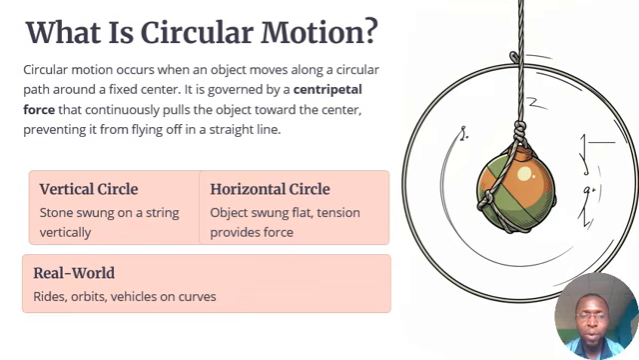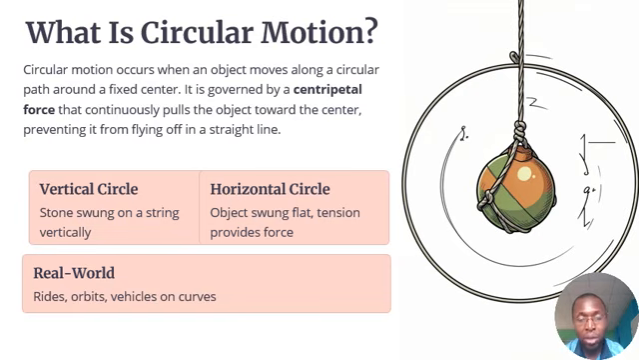So what is circular motion? By definition, circular motion occurs when an object moves along a circular path around a fixed center. It is governed by a centripetal force that continuously pulls the object towards the center, preventing it from flying off in a straight line. So in a circular motion, there is an important force that makes it work, and that force is called the centripetal force.